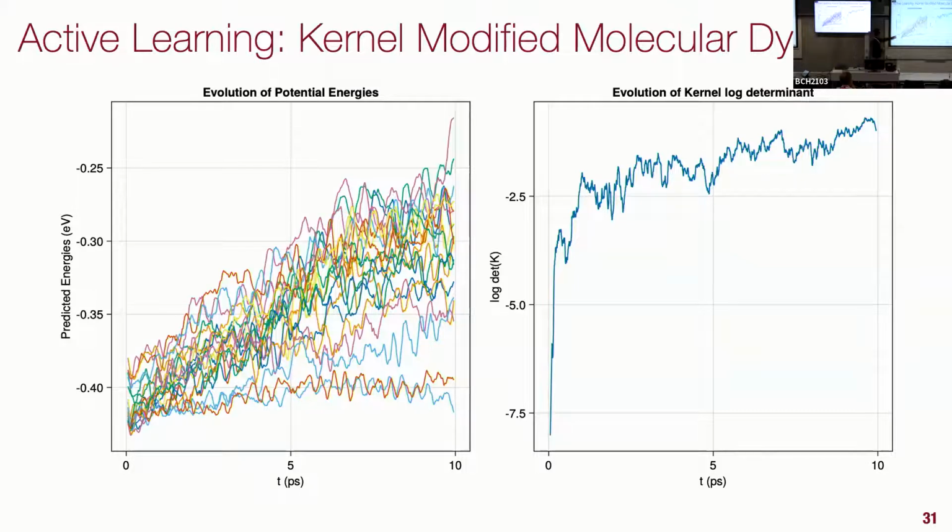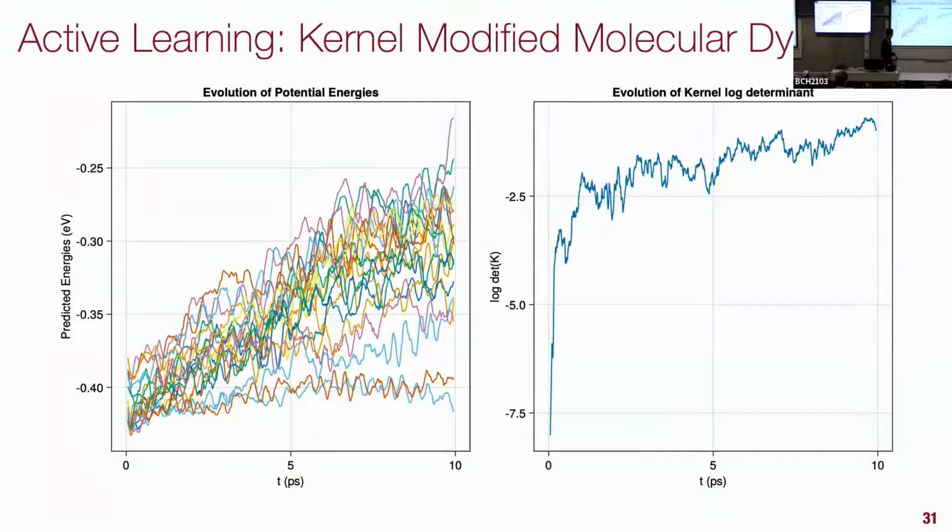But you can see the potential energies start to diverge in a set, right? So it's ensuring that all of these different configurations that you're running have different potential energies associated with them. The other thing that I'm plotting here is the log determinant of my kernel matrix, which again is a representation of how diverse are these different configurations.